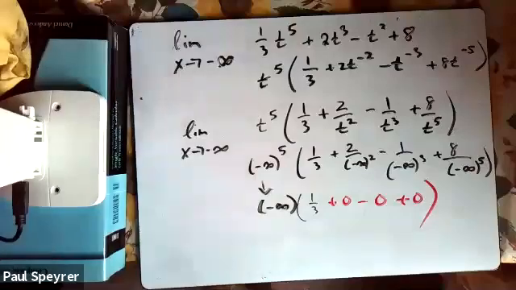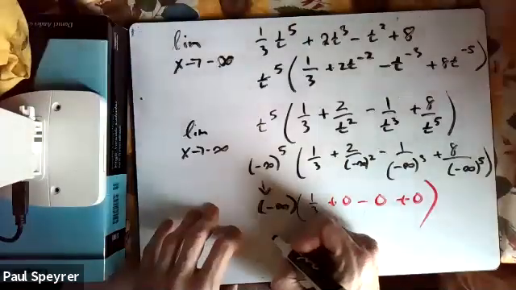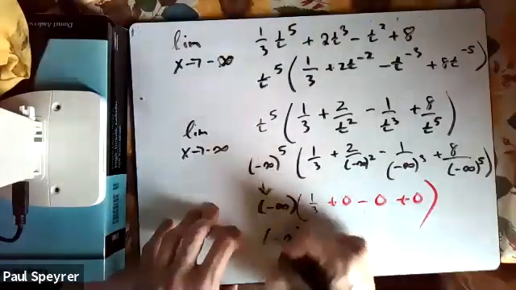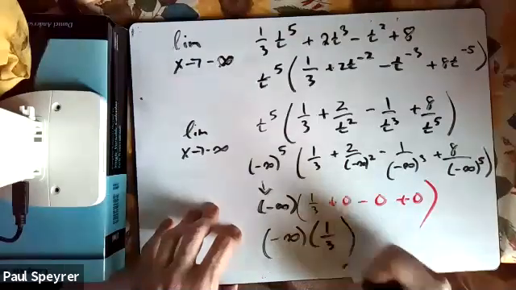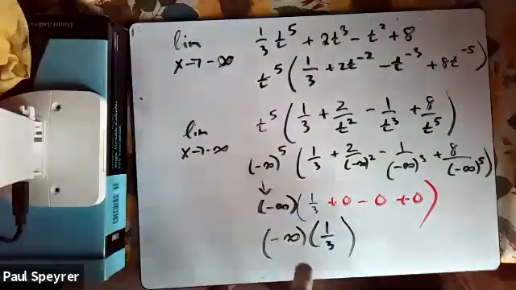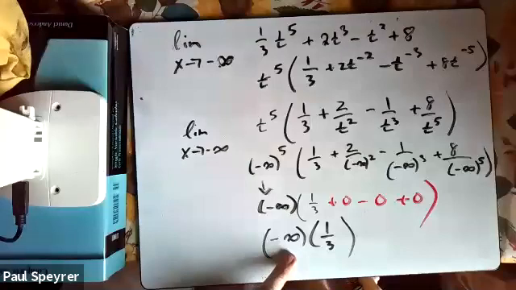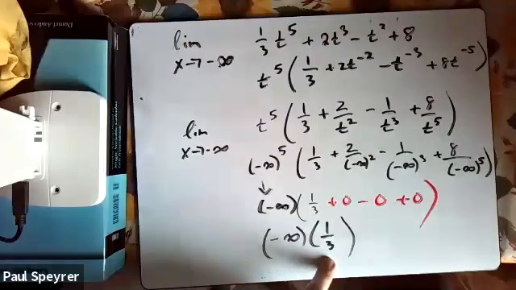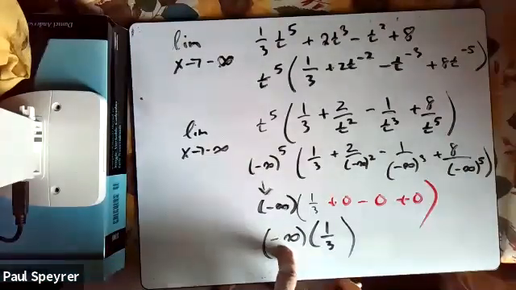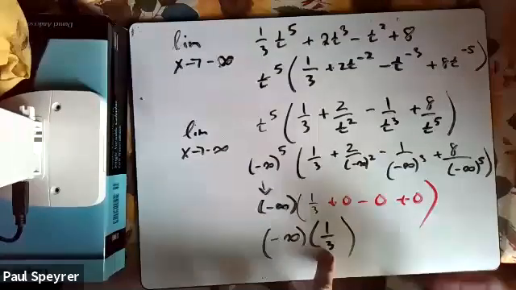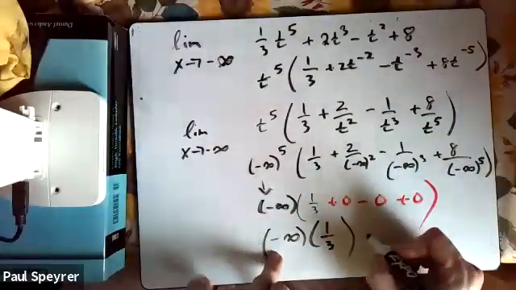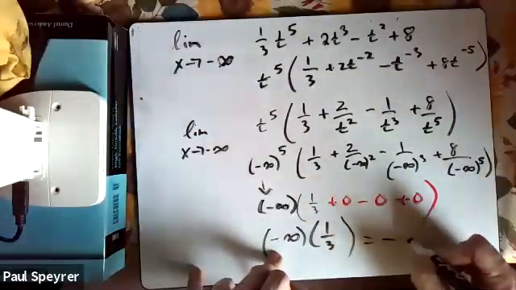So now we have this negative infinity times a third. Well, this is okay. So negative infinity times a constant, a really small number times a constant. Well, what's a negative times a positive? It's still a negative.